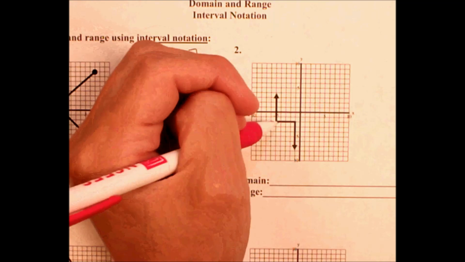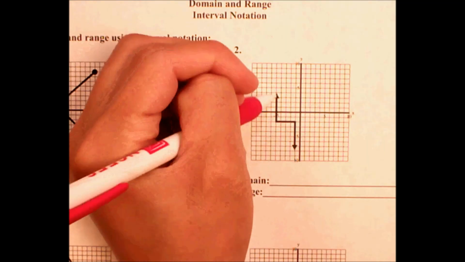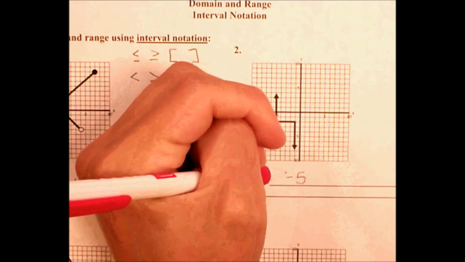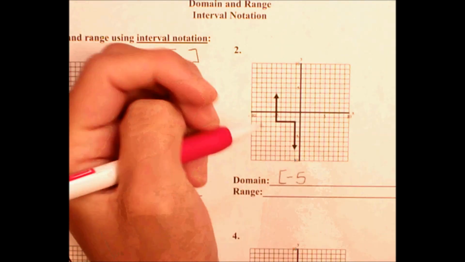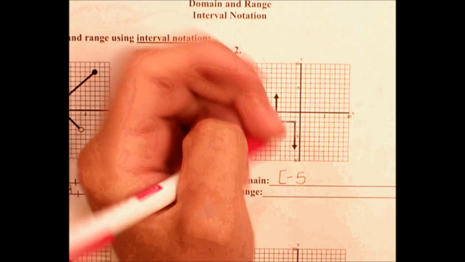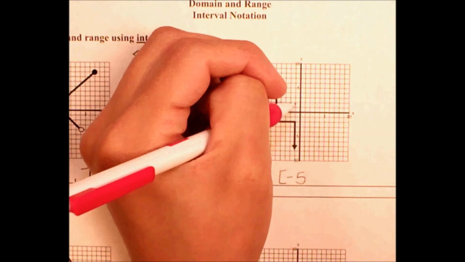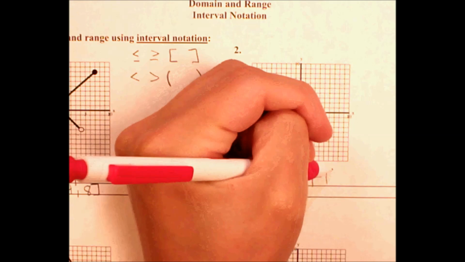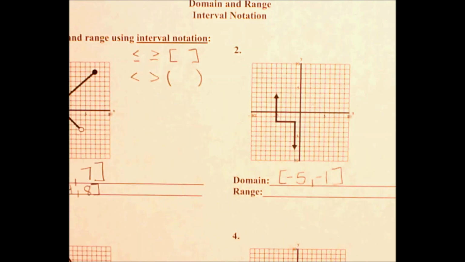Number 2, domain left to right, so it's starting here at -5. And it's solid, so it's a bracket. And it goes to -1. And again, it's solid, so it's a bracket.